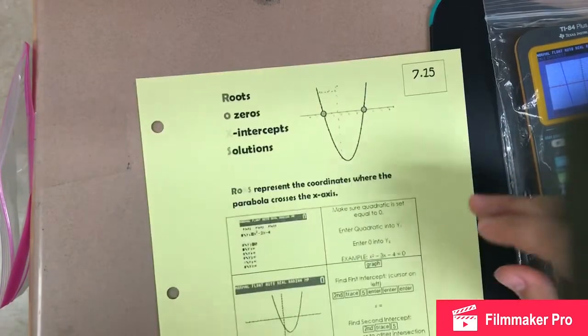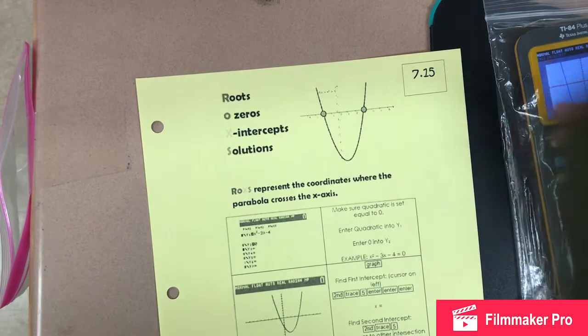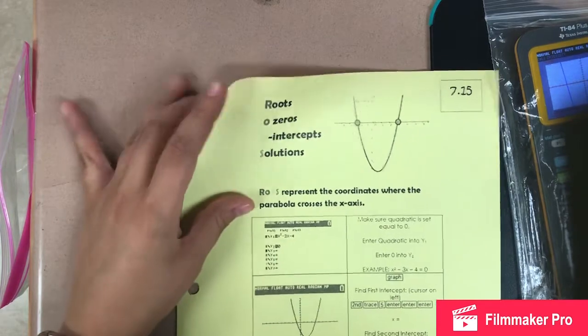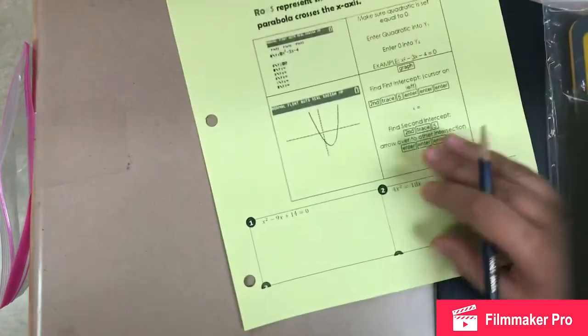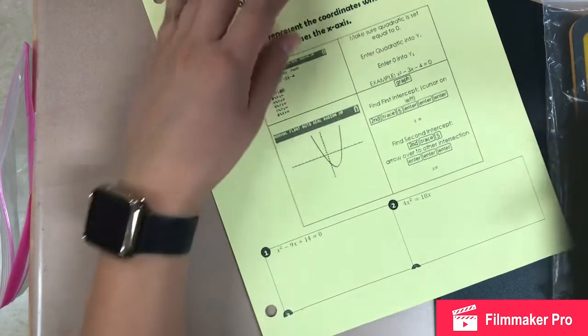Okay, so we just covered this in yesterday's lesson, so this shouldn't be any different. It's just more review, learning how to find x-intercepts or roots, zeros, and solutions by the calculator method. All you have to do is make sure that your equation is set equal to 0 in order for this to work. So number 1 is already set equal to 0.